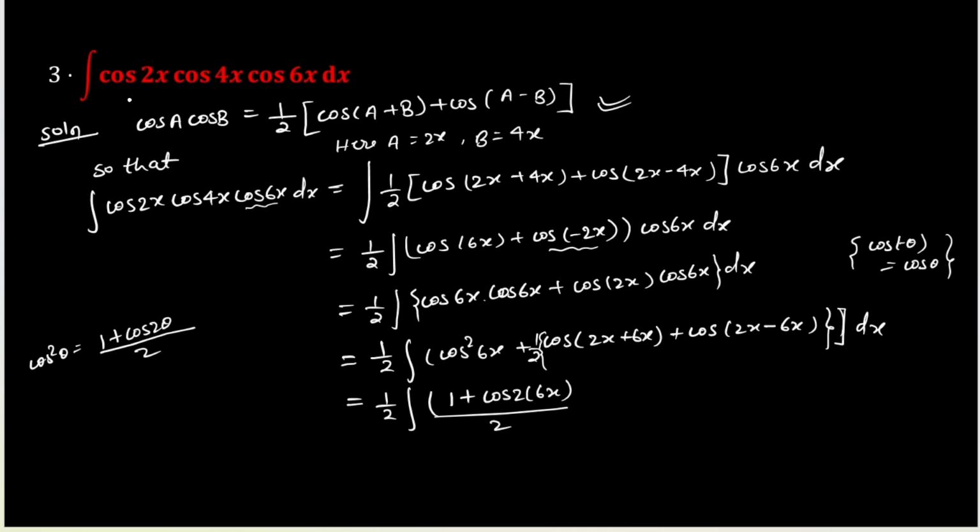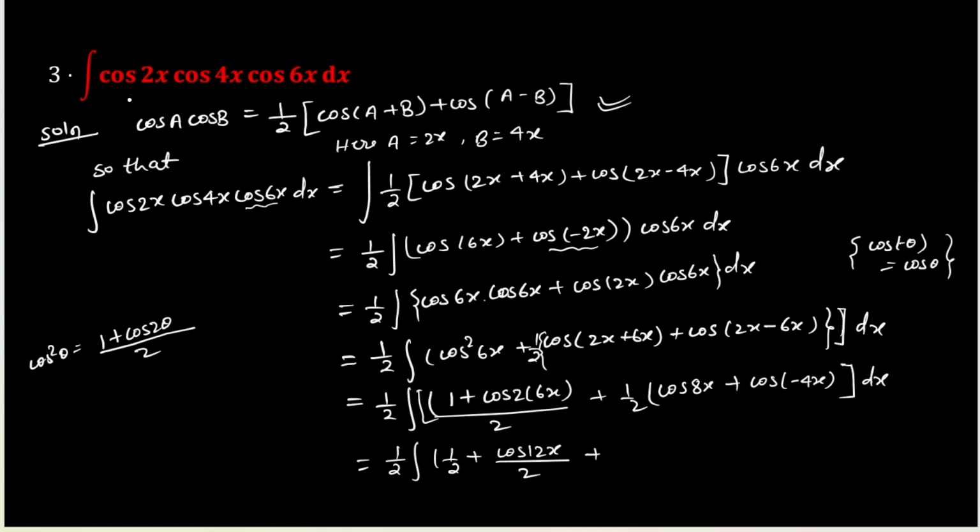So 1 by 2 times (1 plus cos 12x) by 2, and also 1 by 2 times (cos 8x plus cos(minus 4x)) dx, equal to 1 by 2 integration of, in separated form, 1 by 2 plus cos 12x by 2, plus 1 by 2 cos 8x plus 1 by 2 cos 4x dx.